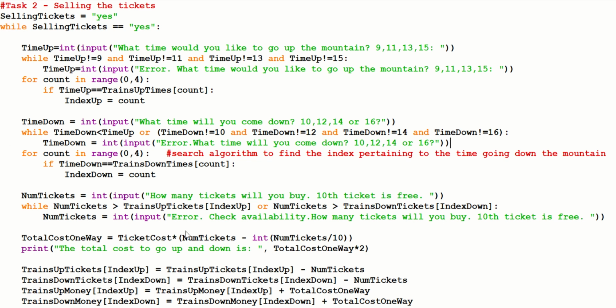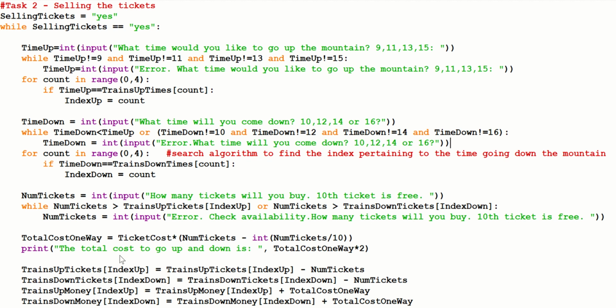Print the total cost to go up and down, which is total cost one way multiplied by 2. So cost to go up and down is cost one way multiplied by 2.